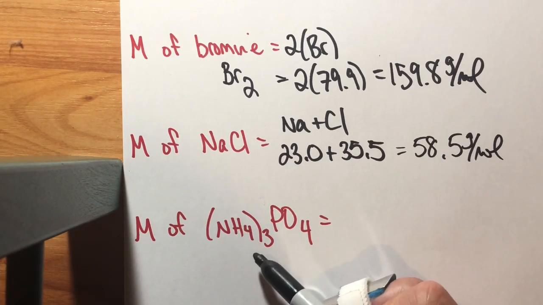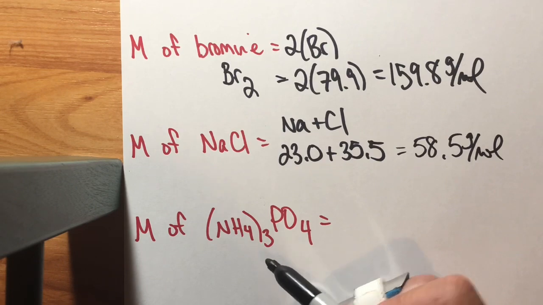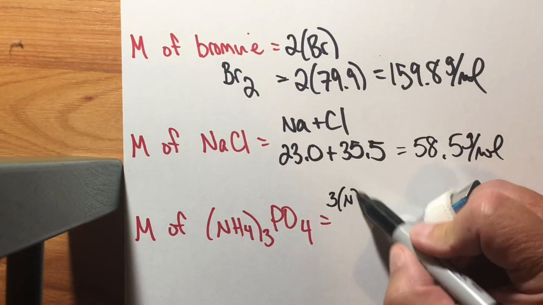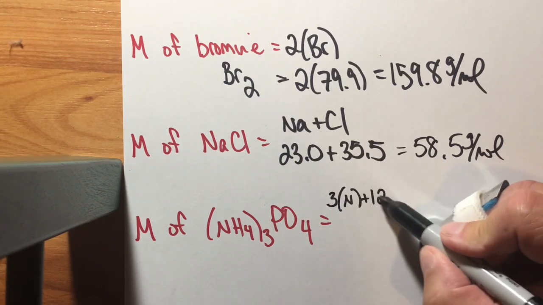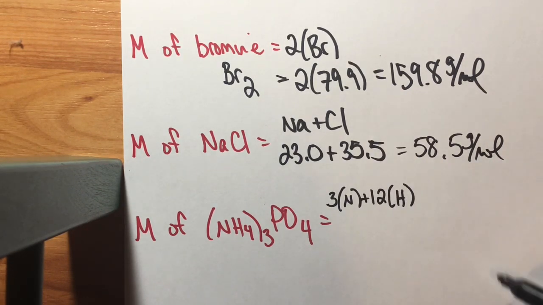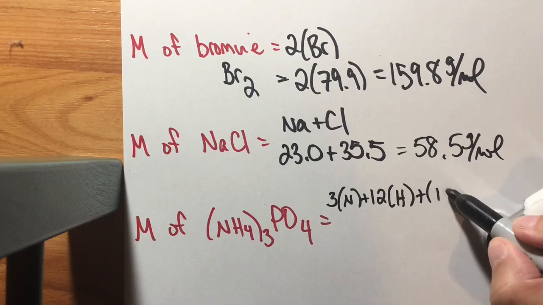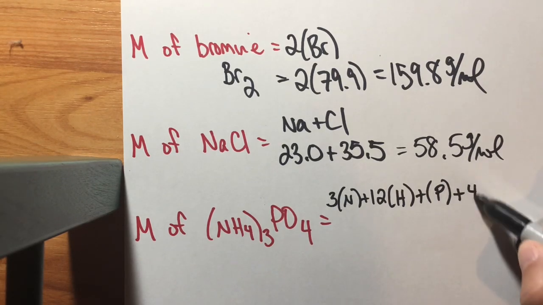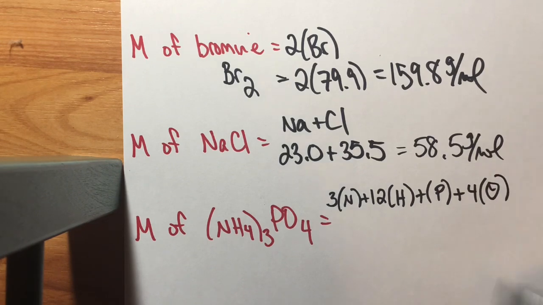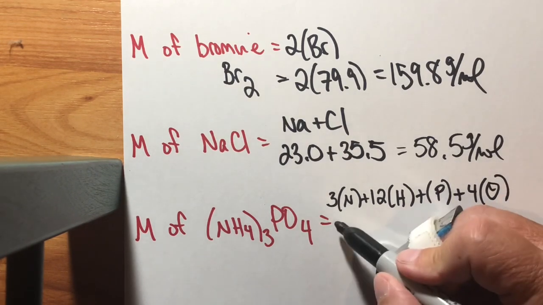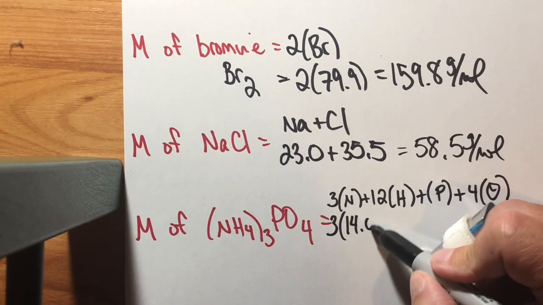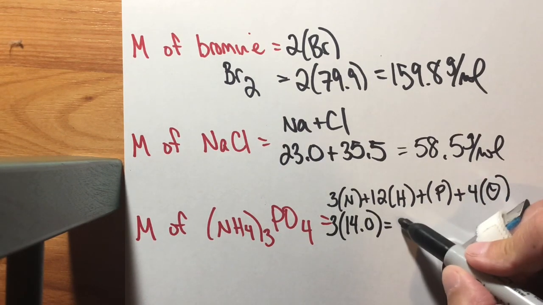This one here, this is ammonium phosphate. So I know I need 3 nitrogens. I'm going to need 12 hydrogens. I'm going to need 1 phosphorus. And I'm going to need 4 oxygens. So when you plug in all your molar masses, you can look on the periodic table to verify that I have these all.